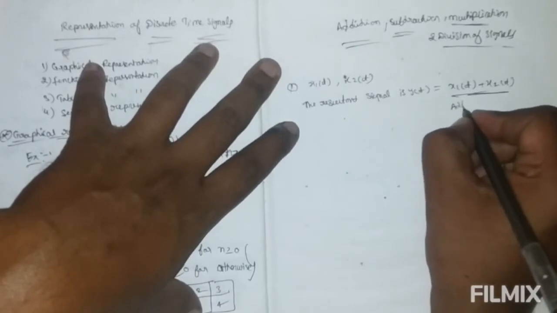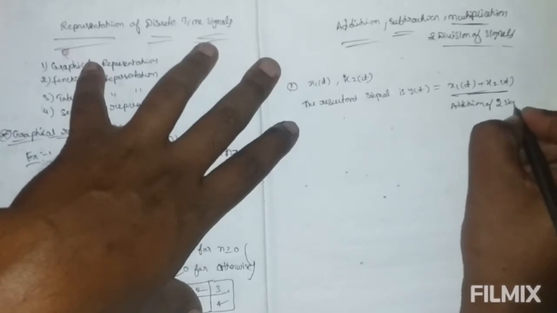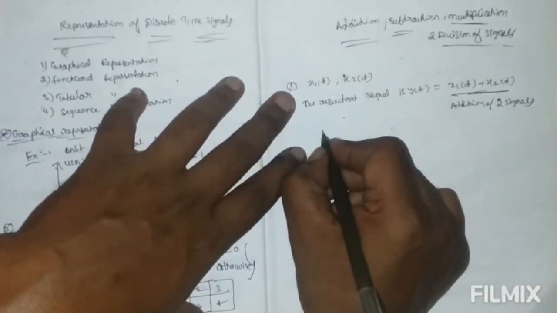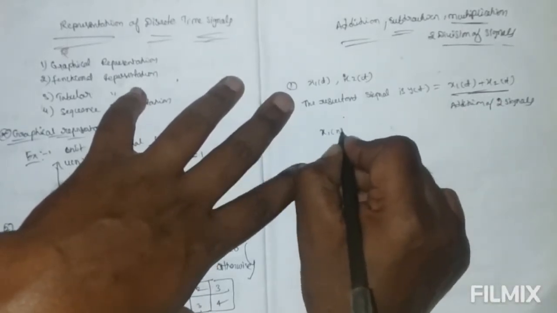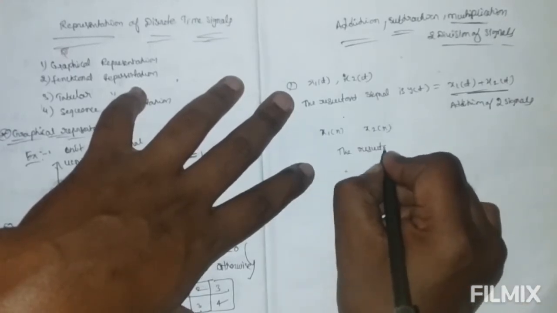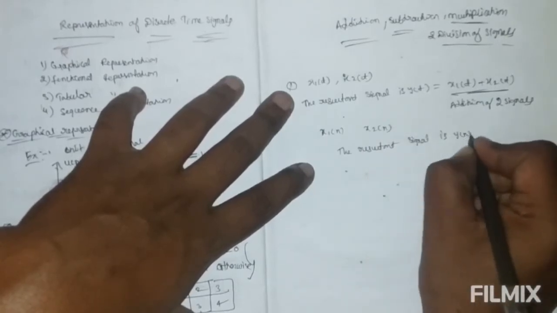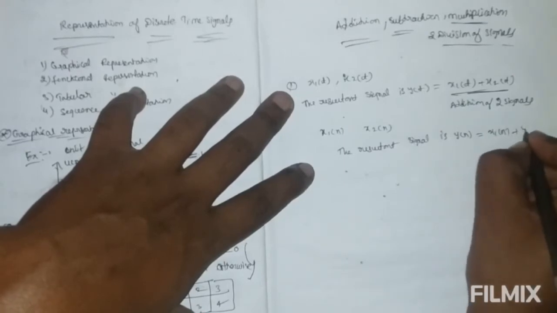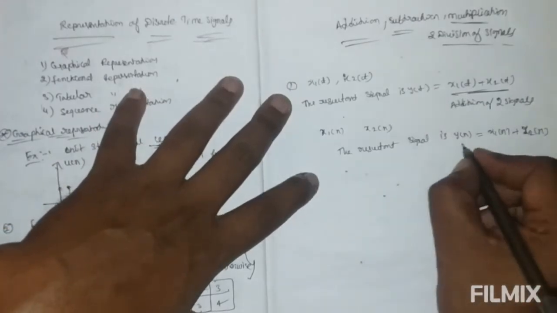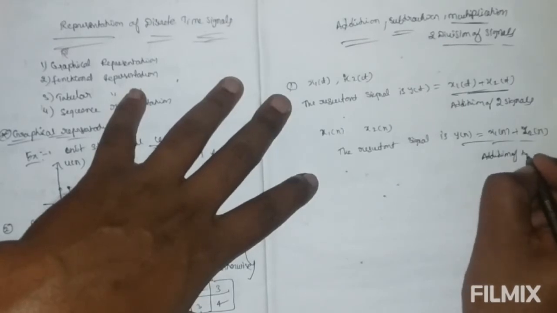This is the addition of two signals. In discrete time, we take discrete time signals x1 of n and x2 of n. Then the resultant signal is y of n equal to x1 of n plus x2 of n. This is the addition of two signals in discrete time.